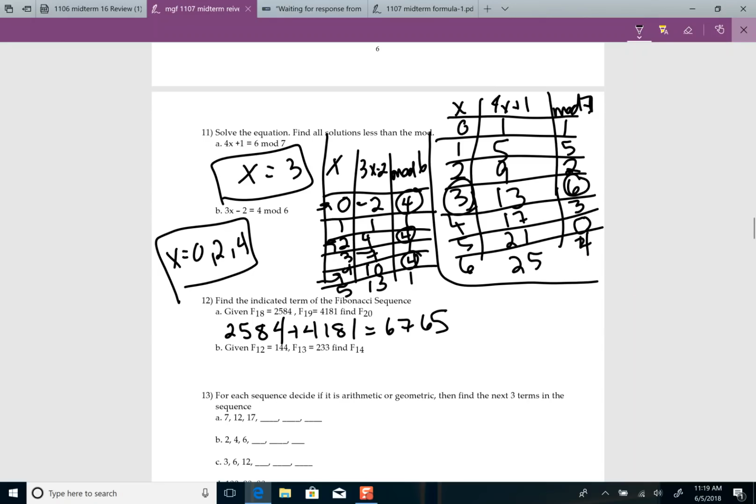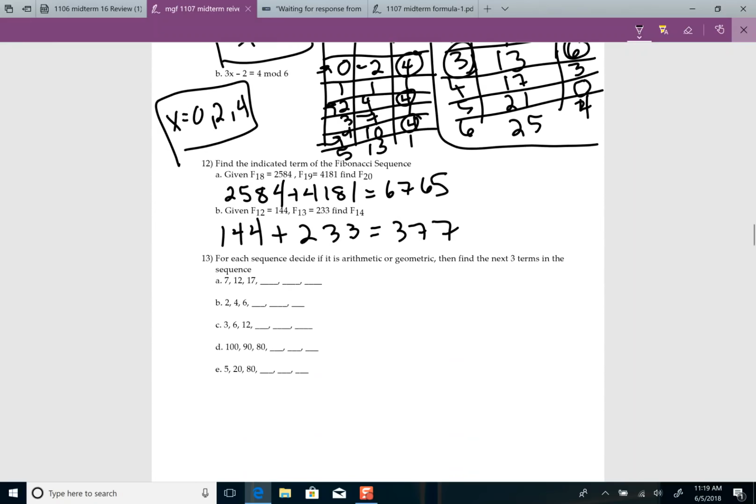Now it's right. All right, f of 12 was 144. F of 13 was 233. You add that together, that's 377. So hopefully Fibonacci is easy. Just add them together, get the next one. All right, so now we're really into our sequences.